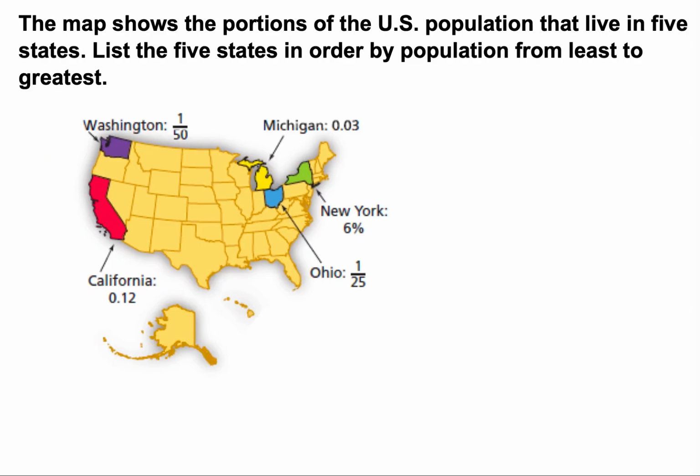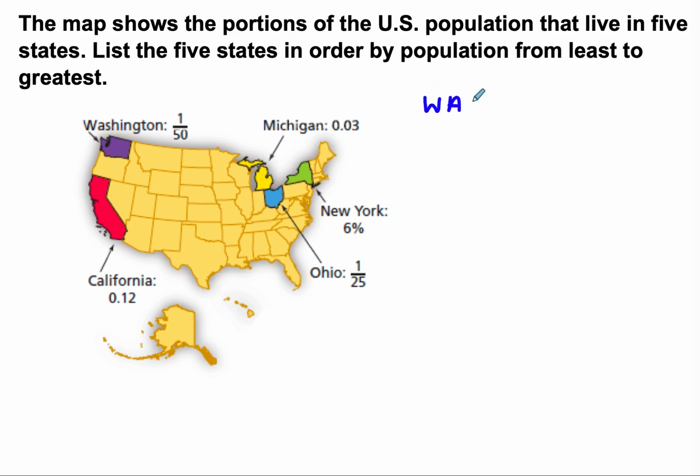All right, this is our last problem here. The map shows the portions of the U.S. population that live in 5 states. List the states in order by population from least to greatest. Okay, so in order to do this least to greatest, we do need to make them all the same form. So it looks like I have 2 that are fractions, 2 that are decimals, and I have 1 that's a percent. So I can make them all into the same form. It doesn't matter which one you do. I guess I'm going to do percent this time.